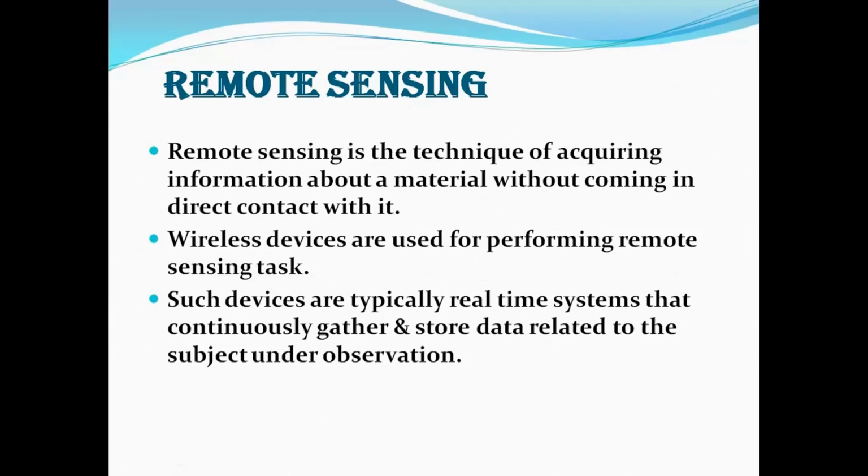Such as wireless devices are used for performing remote sensing tasks, like radar systems. We can take an example of a radar system. It is a good example because a radar system measures the time delay between sending and receiving of signals to detect the information related to that particular object. Such devices are typically real-time systems that continuously gather information and store data related to their subject under observation.